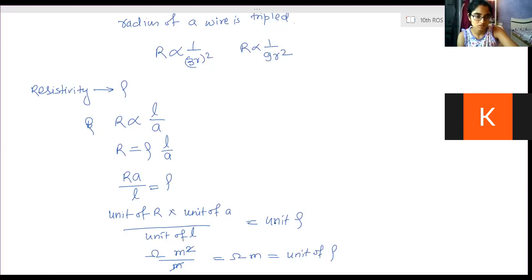Yes, Nisha? They have low resistivity. Copper and aluminium have low resistivity. Therefore, they are used in conduction of current, conducting wires. Only one reason, low resistivity.